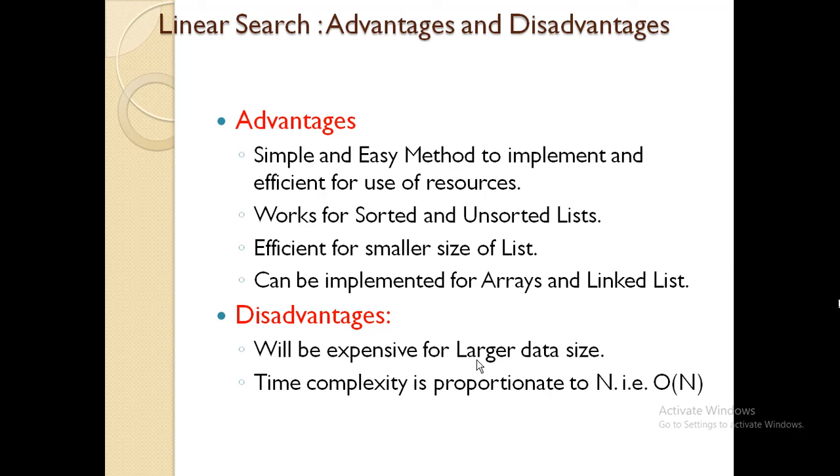There are some advantages and disadvantages of linear search. In advantages, I can say that it is a simple and easy to implement method. It works for both sorted and unsorted types of list. It is very efficient if the size of the list is small, and it can be implemented for array as well as linked list. So these are some advantageous points.